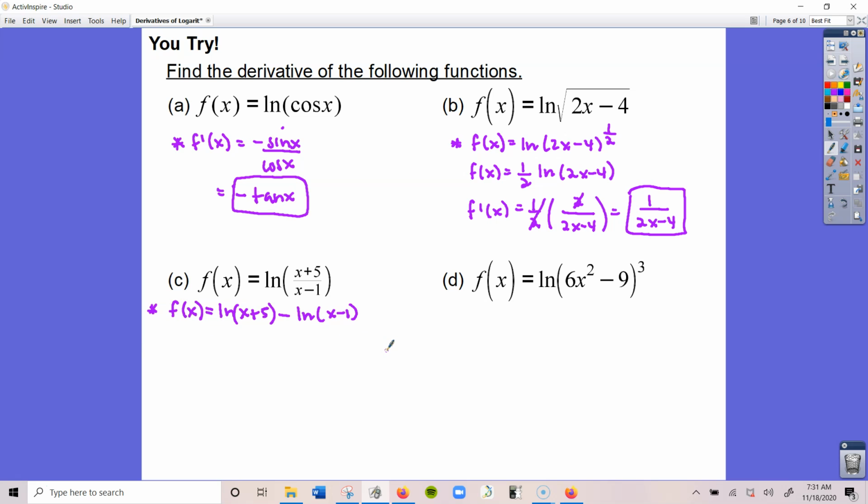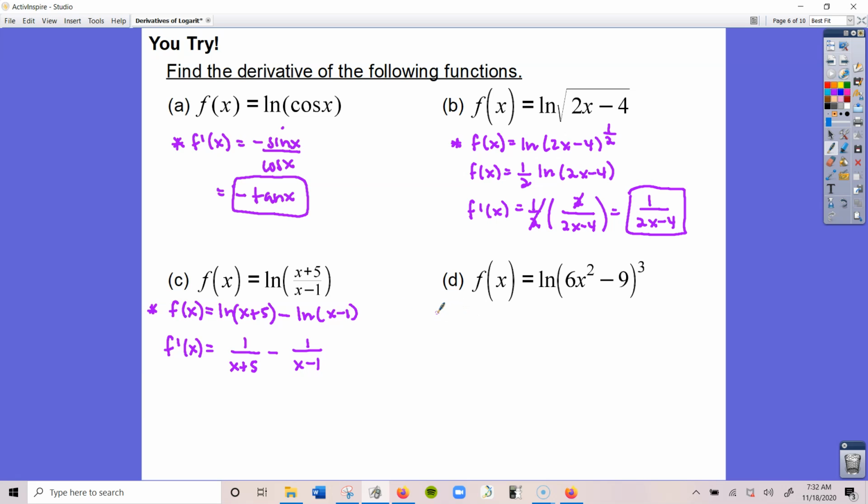This is much easier now to find the derivative because I'm just finding the derivative of each individual ln function. So f prime of x is going to equal the derivative of x plus 5, which is just 1, over x plus 5, minus the derivative of x minus 1, which is 1 over x minus 1. And see, it's much easier doing this rather than having to apply the quotient rule. Now you can leave your answer like this, or if you'd like, you can write it as one single fraction. It's completely up to you, but this is an acceptable answer.